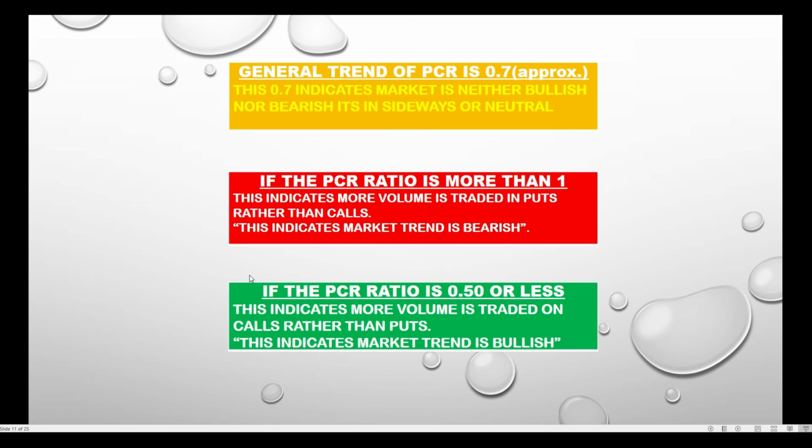If the PCR ratio in any of the indices is 0.5 or less, 0.5 or 0.6, it is slightly bullish. This indicates that more volume traded on the call side rather than the puts. In the Nifty option chain, more volume was traded on the call side, and this indicates the market trend is bullish.